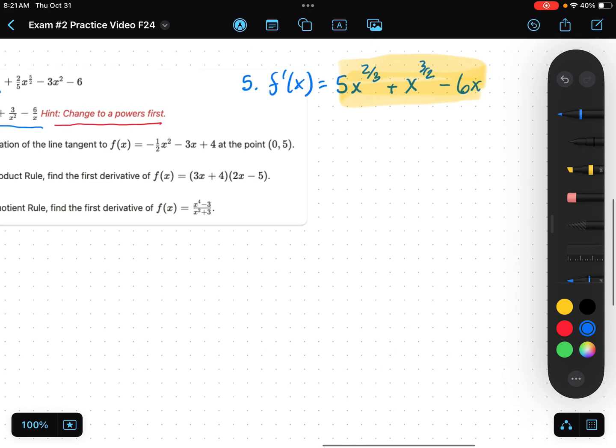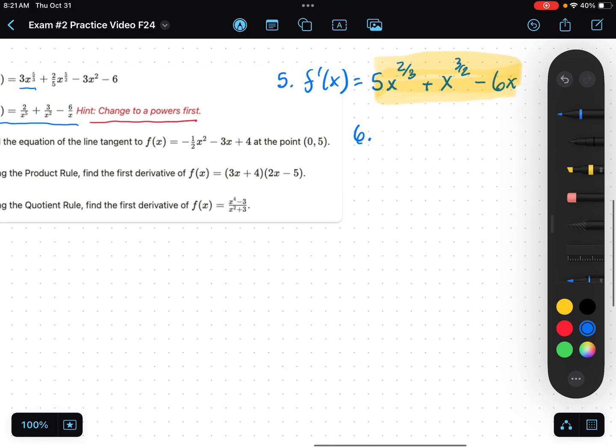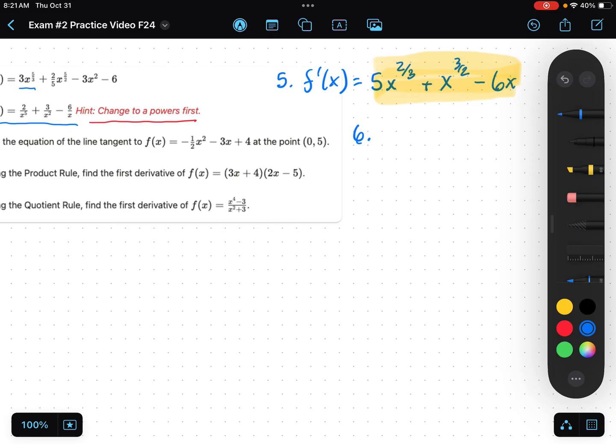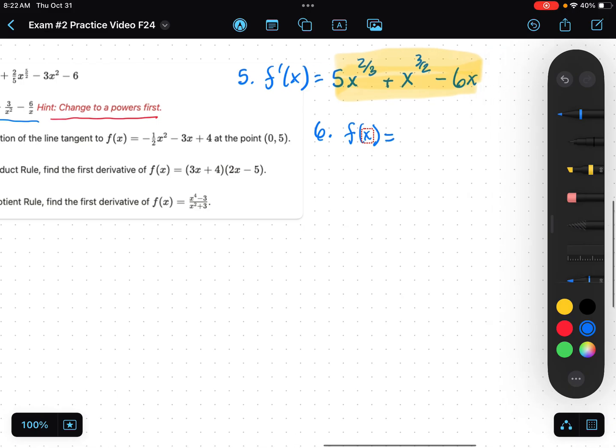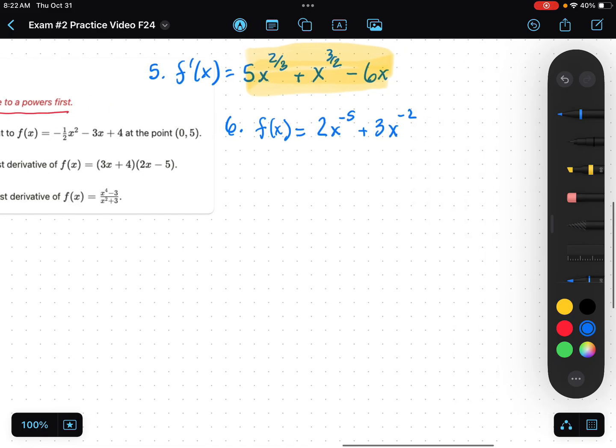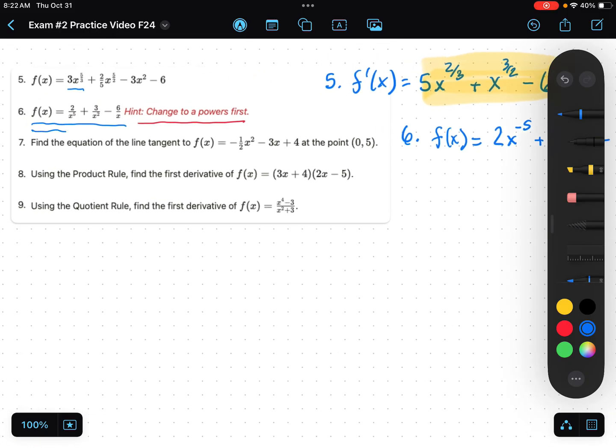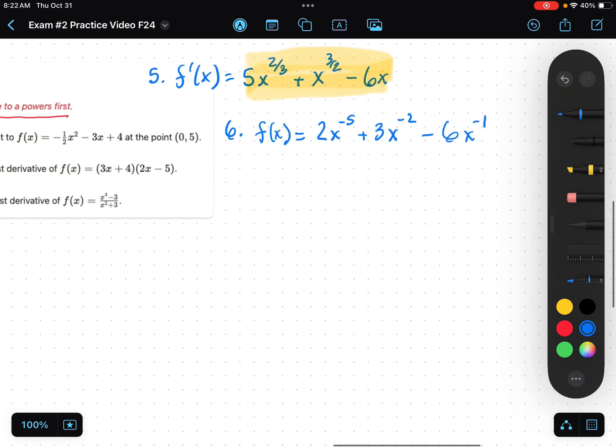So when I do number 6, first I'm going to transform each term into a power of x, meaning I'm going to move the x up with the coefficient using negative exponents. What I mean by that is this. The original function can be written as 2x to the negative 5 instead of 2 over x to the 5th, plus 3x to the negative 2 instead of 3 over x squared, minus 6x to the negative 1 instead of 6 over x. Okay, so we've transformed this function. We haven't done the derivative yet, just turned it into something we can work with.